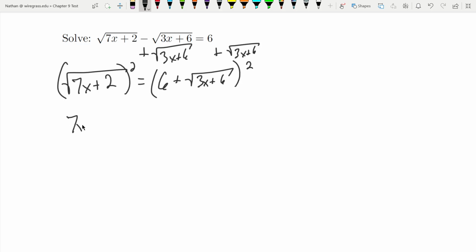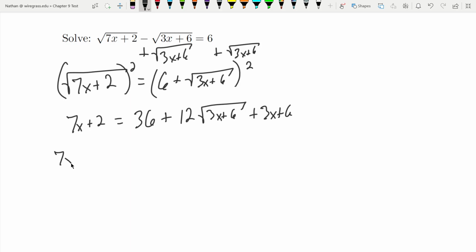Okay, I'm going to get 7x plus 2. Here, if I were to multiply this out, this thing times itself is going to be 36. 2 times this, if you just multiply it out, is going to give 12 square root of 3x plus 6. And then this thing squared is 3x plus 6. Okay, now I can combine like terms and move all this stuff over to this side. 36 and 6 is 42 plus 3x plus 12.